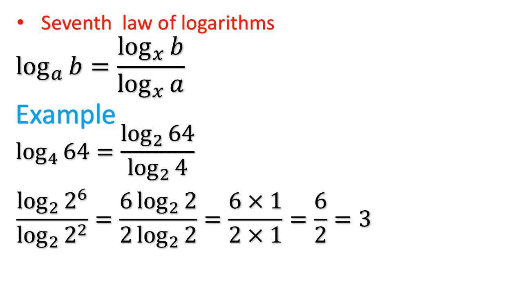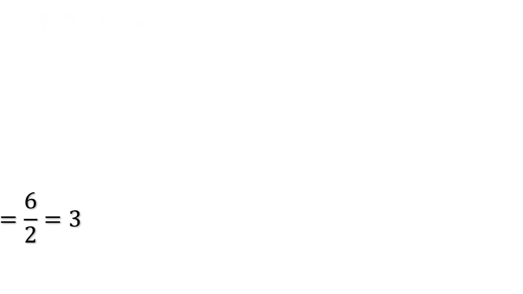So now you have 6 log 2 base 2 all over 2 log 2 base 2. So now you got to take note, when the log and the base are the same, it's equal to 1. All right, you have 6 log 2 base 2. So log 2 base 2 is equal to 1. That's why you have 6 times 1 all over 2 times 1. So 6 times 1 is equal to 6. 2 times 1 is equal to 2. So 6 divided by 2 will give us 3. Very, very simple. So let's take our next law.